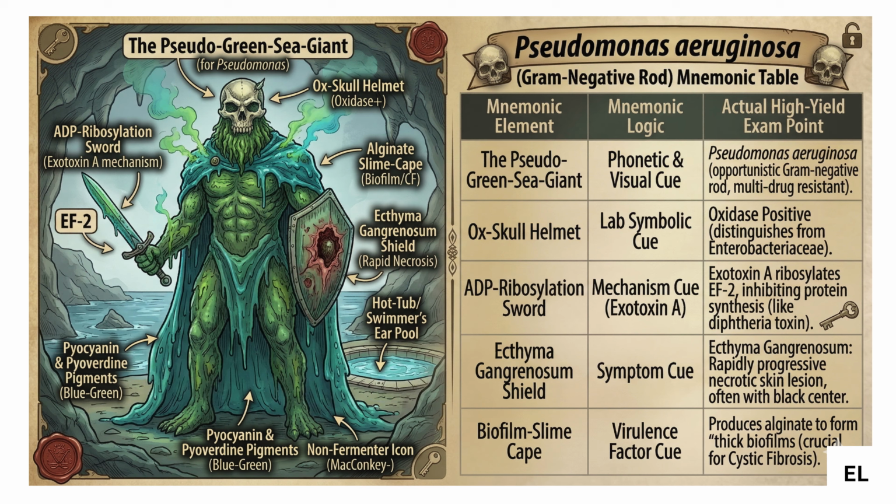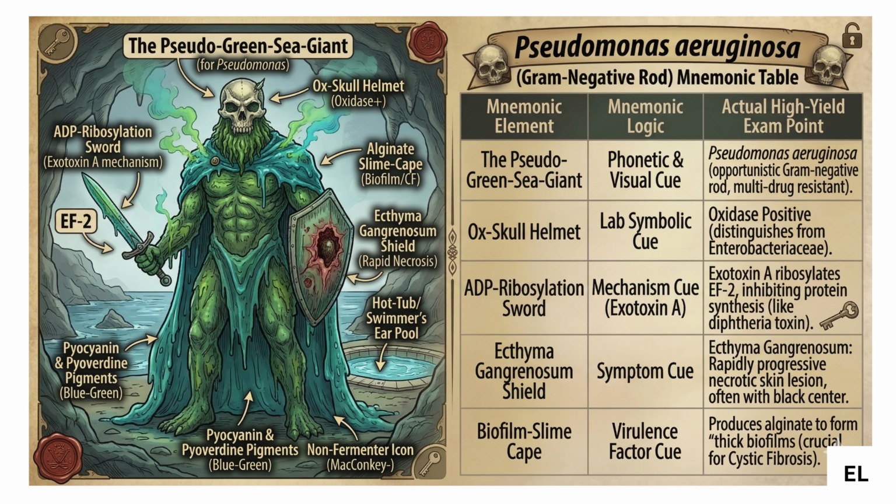Now look at the color of the giant. His entire body has a blue-green appearance. This is a very important clue. Pseudomonas produces pigments called pyocyanin and pyoverdine. These pigments give colonies a characteristic blue-green color. So whenever you see this greenish organism, think Pseudomonas aeruginosa.